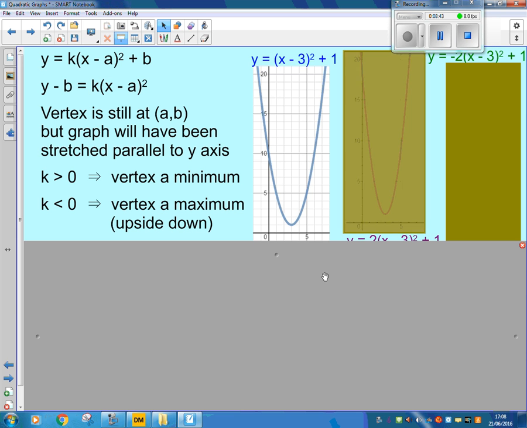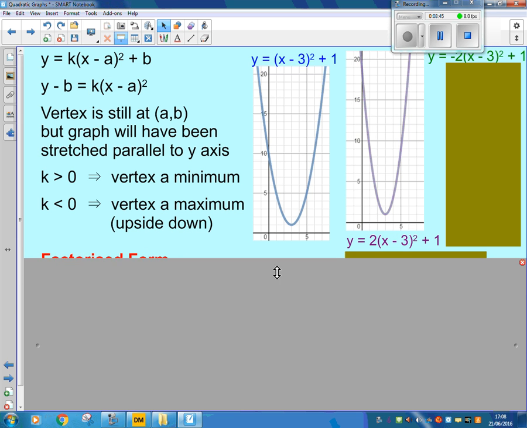So let's look at two graphs. The first one here: y equals 2 brackets x minus 3 all squared plus 1. The vertex is still at 3, 1. And the reason for that is the vertex is when this part comes to 0. If I put x equals 3 in there, 3 minus 3 is 0. Square it, it's still 0. Double that, it's still 0. And then the y coordinate is 1. So the lowest point is still 3, 1.